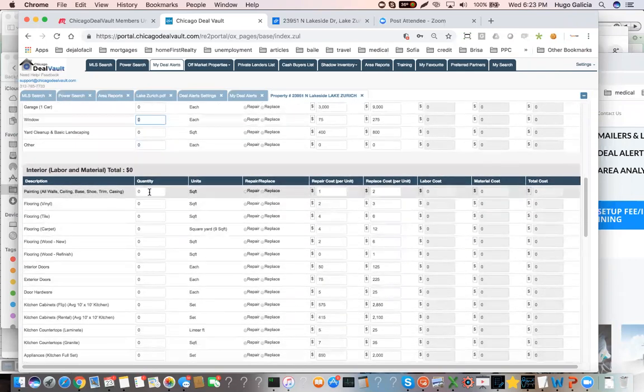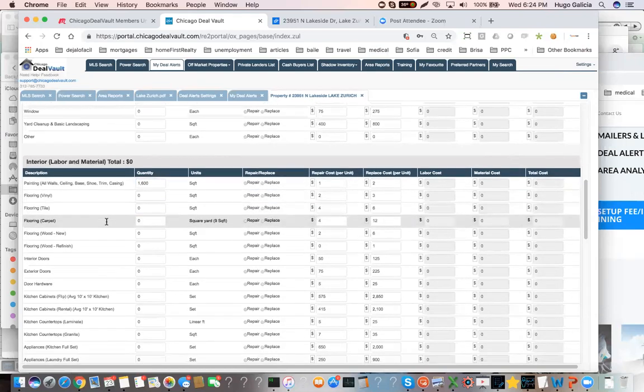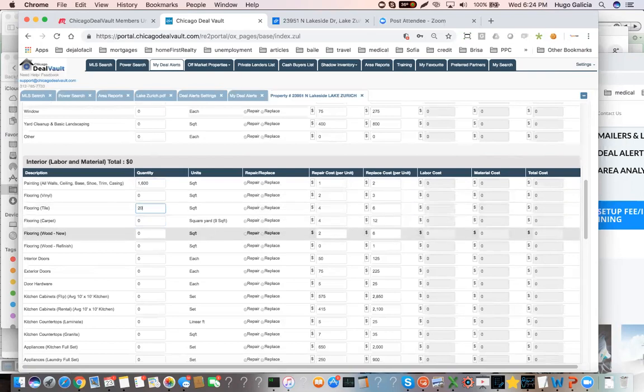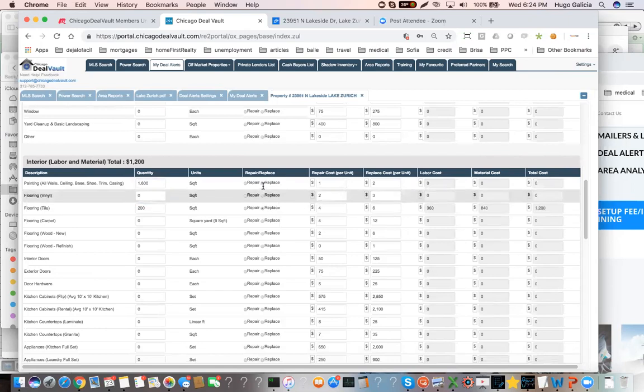So here, painting. We're going to put the number of square feet. Usually we like to go maybe plus about 100 square feet, so I'm going to put 1,600 for painting. And then we did some tile in the bathroom, about 200 square feet in the bathrooms.